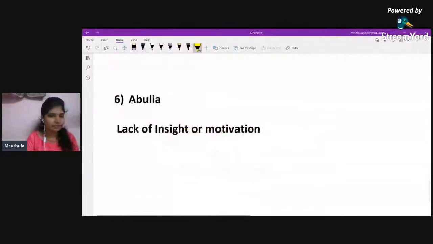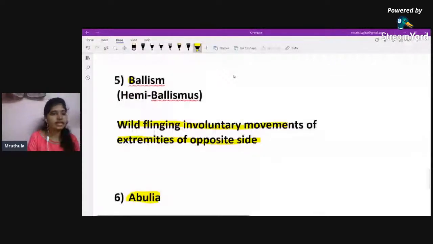And finally, abulia. Abulia is a condition which affects the caudate nucleus, but on a minimal scale. If it affects on a large scale, then that is causing chorea. So some small lesions in the caudate nucleus cause abulia. Abulia is lack of insight or motivation. So they never feel like doing anything. They feel like just sitting for no reason. They will not get the initiative of doing anything, right?